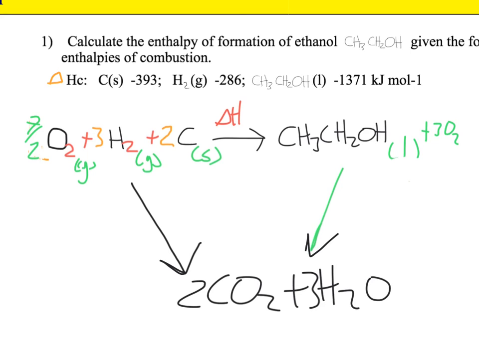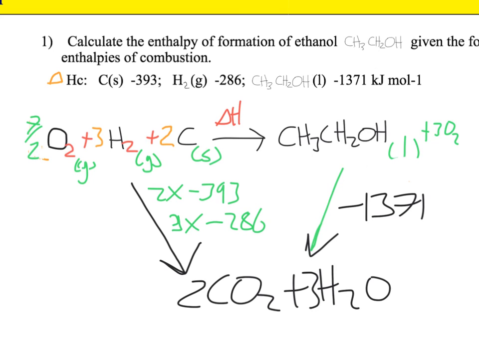We just need to put the values in now. You can see that this enthalpy change here, combusting one ethanol, gives out this energy, so that's minus 1371. Over here, we've got burning 2 carbons, so that's 2 times minus 393, and we're also combusting 3 hydrogens, so 3 times minus 286.